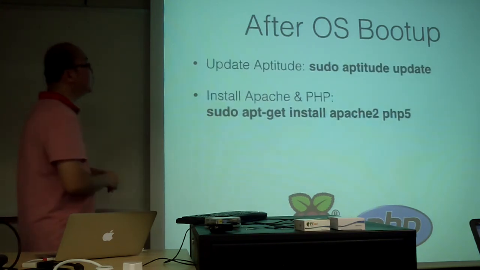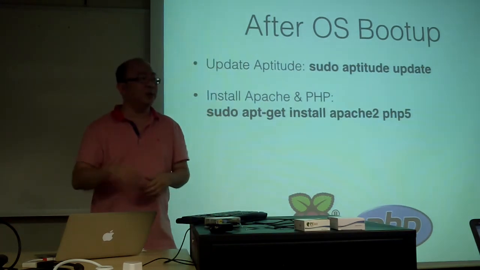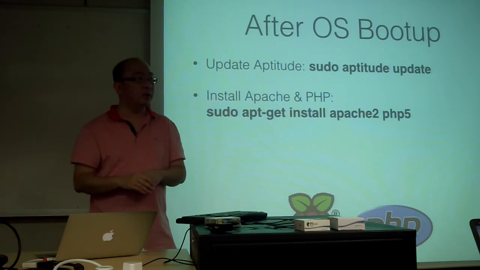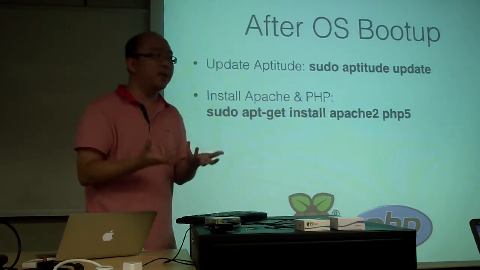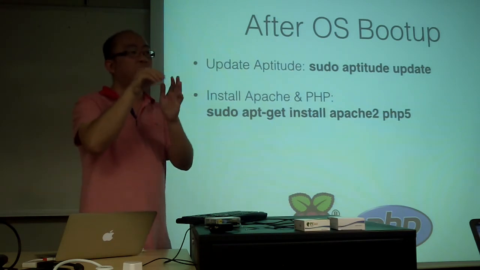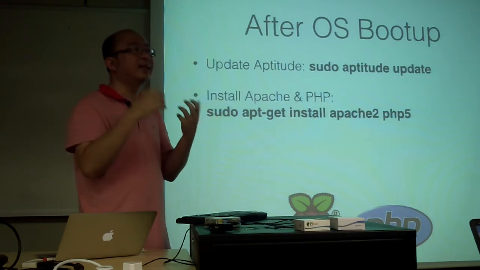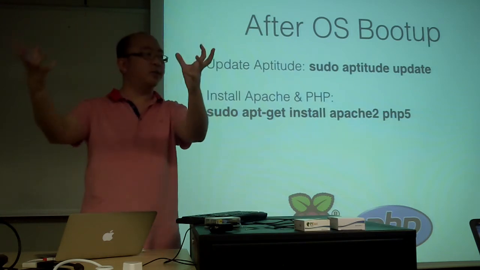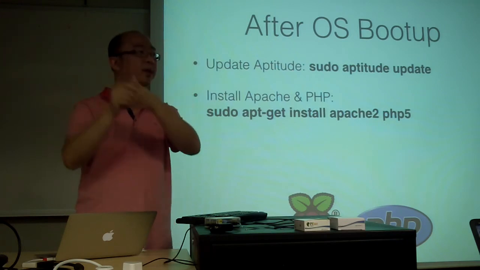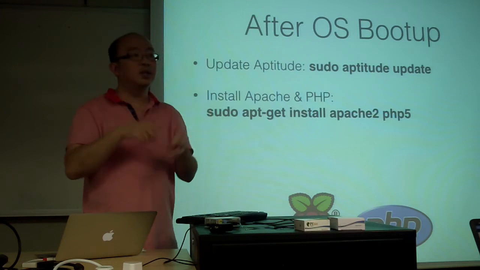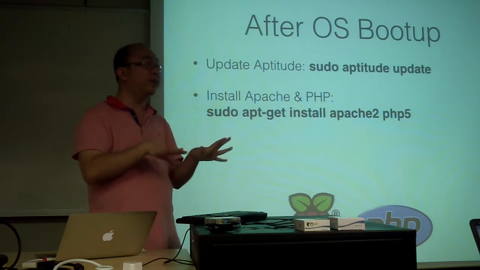One other thing you want to do is an aptitude update. Aptitude is a package manager for Ubuntu and Debian and for Raspbian as well. It helps you install the software that's required to run it. It's like a centralized repository where all this open source software is collected together. So you can use this to install PHP, and Apache, and Nginx, or whatever, right?